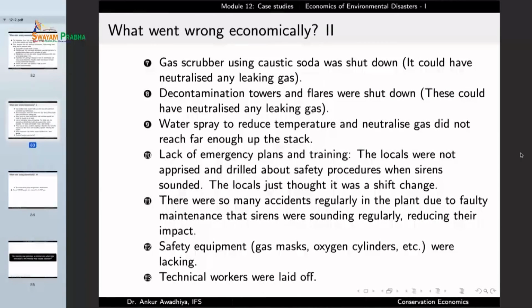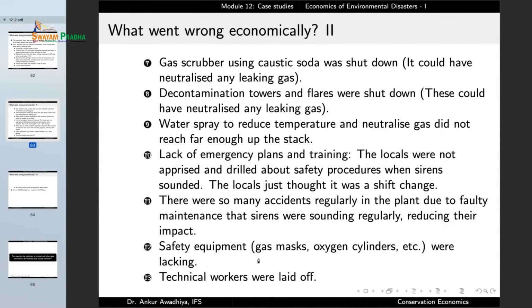There were hardly any drills on what to do if this gas gets leaked. What are the kinds of emergency precautions that we should be taking? There was no such training, no such planning. And there were so many accidents regularly in the plant due to faulty maintenance that sirens were sounded regularly, reducing their impact. Because of leaky valves and equipment that was not being maintained properly, there were so many accidents that people had become accustomed to the siren blaring. So they just thought, okay, it's a routine affair. There is nothing to be worried about.